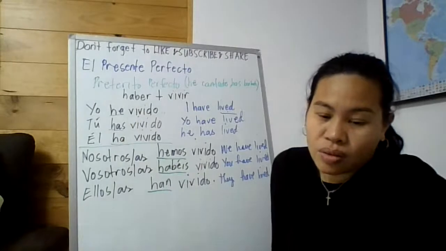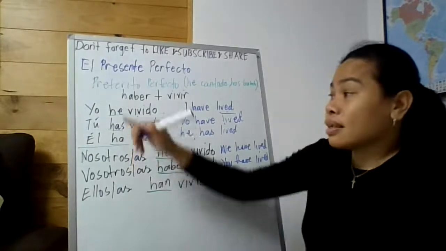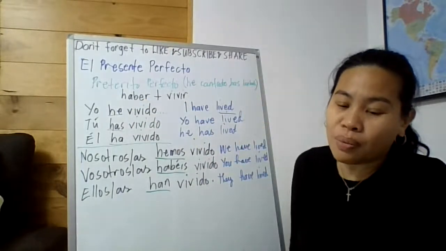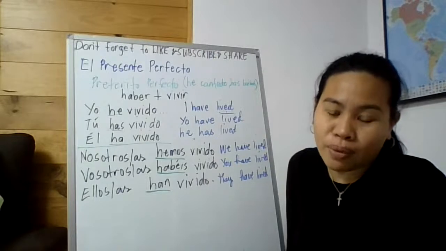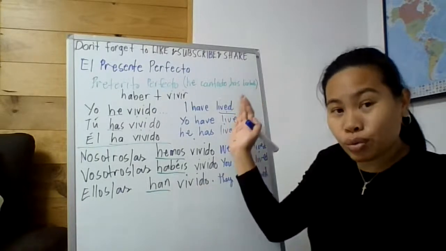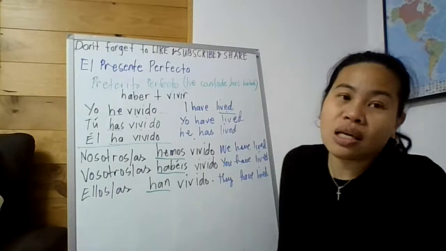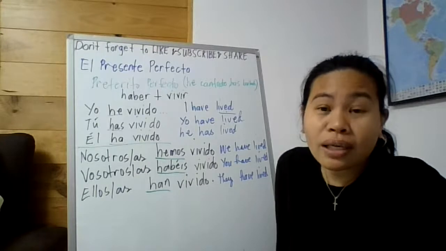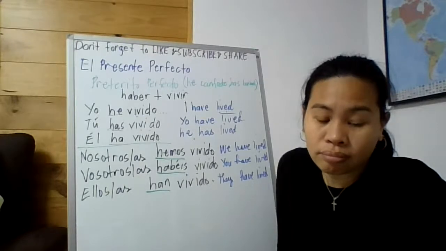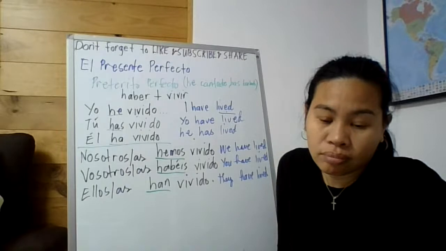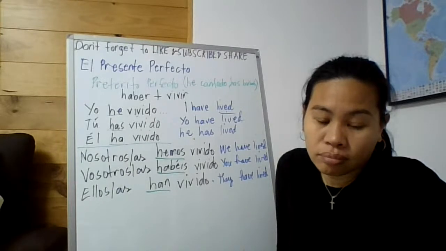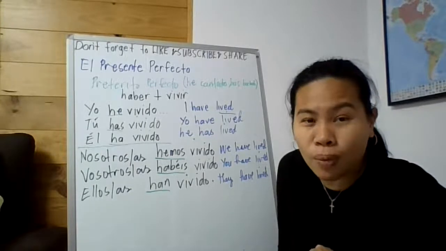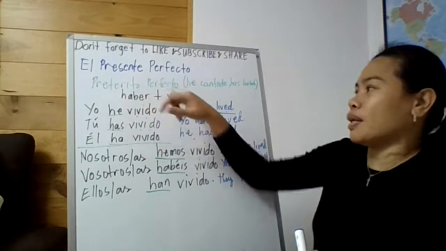¿Vale? So, meaning, the verbo haber, to have, we use that as our auxiliary verb if we are going to say this verb. Okay? So, that is actually how we are going to use el preterito perfecto.